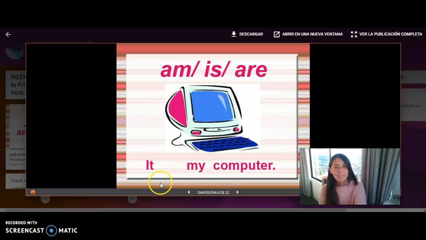He, she, or it is my computer. It is used for animals and for things or objects, right? This is a computer, so it is a computer. And it is followed by is. It is my computer.